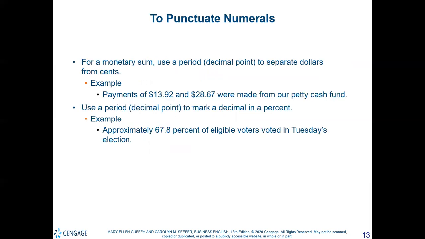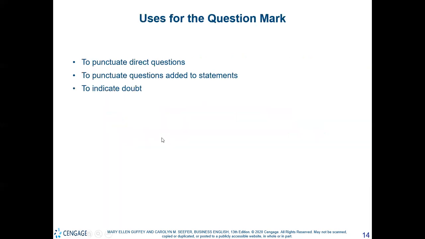To punctuate numericals. For a monetary sum, use a period, a decimal point, to separate dollars from cents. Example: payments of $13.92 and $28.67 were made from our petty cash fund. Use a period, a decimal point, to mark a decimal in a percent. Example: approximately 67.8% of eligible voters voted in Tuesday's election.